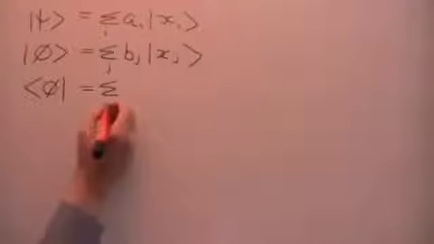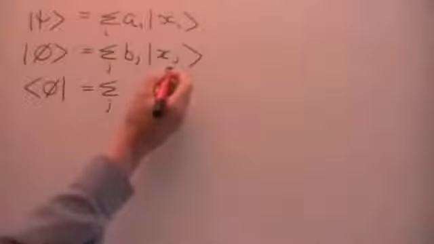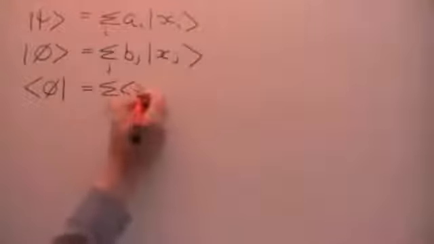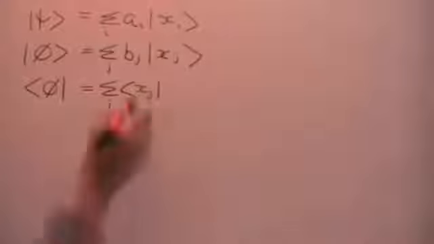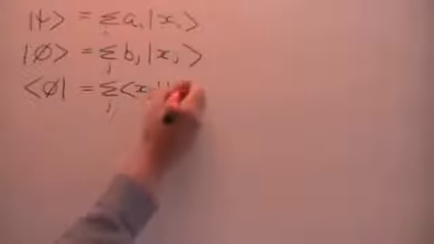So now what is the bra vector of phi? Well, that is the complex conjugate of this, which means it's going to be the sum over j. To get the complex conjugate, we convert this to a bra vector, xj, and bj becomes complex conjugated. So that is the bra vector phi.